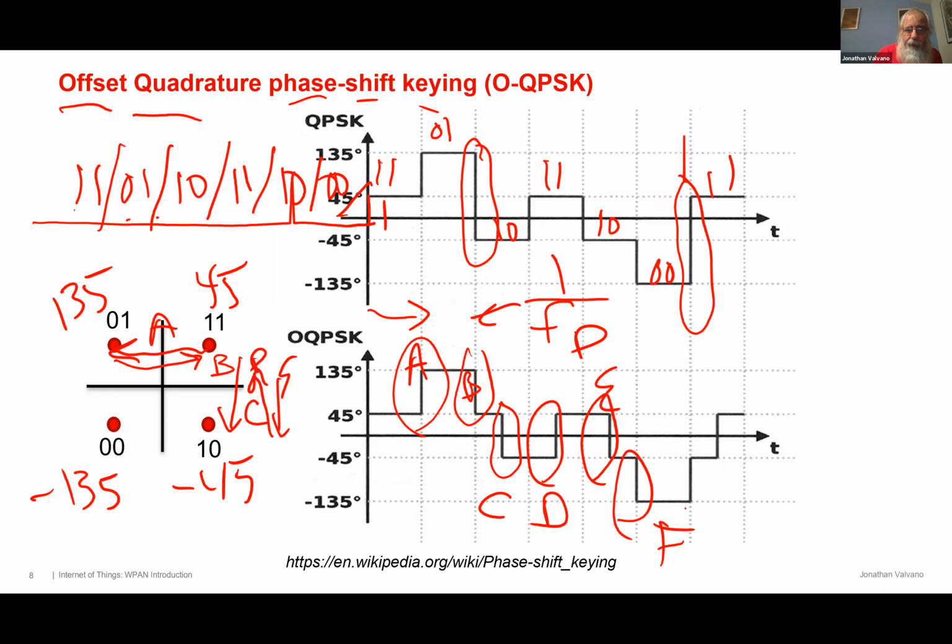F. You're shifting one bit at a time, but aren't you sending two bits of information per time? With these bits, there are four different phases, right? That's two bits. But I'm offsetting when I'm sending the even bits from the odd bits. Oh, I see. Minus 45 to 135. There's F.